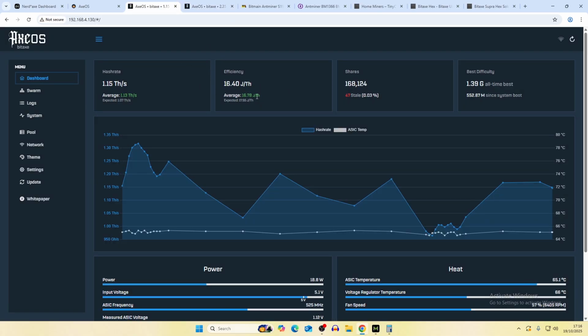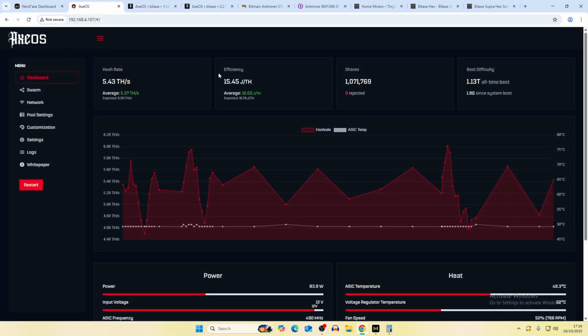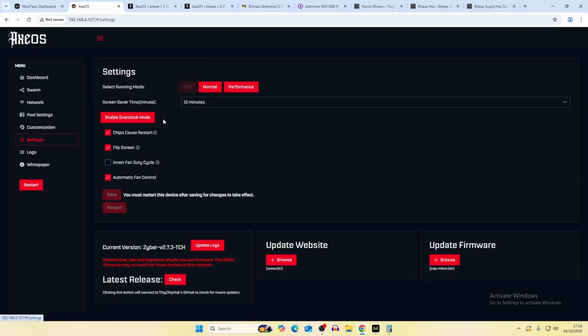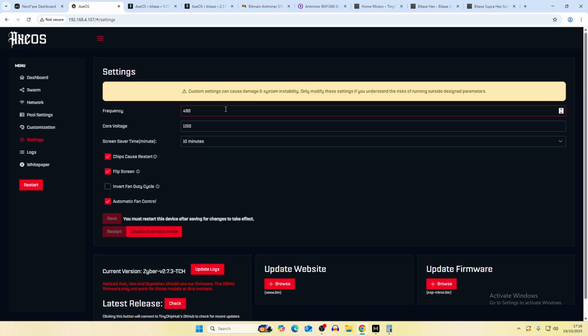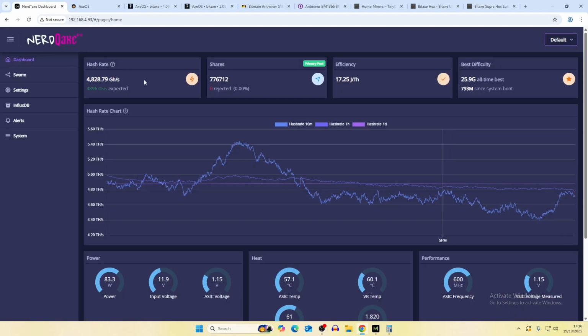The efficiency on average is around 16 joules per terahash. These are all on default settings. Even in the Zyber 8, it's around 15.45 with an average of 16. But with the Zyber 8, we can't actually go below if we enable overclock mode. If we start going below around 485, the chips just shut off. So that could be something to do with either the firmware or they need a minimum input to actually start hashing up. Same kind of goes for the NerdQaxe as well.